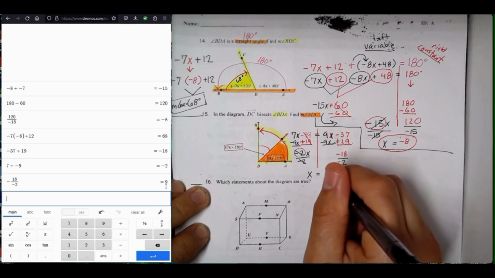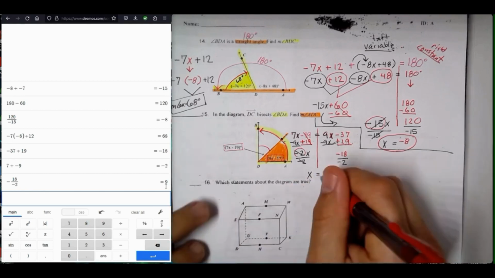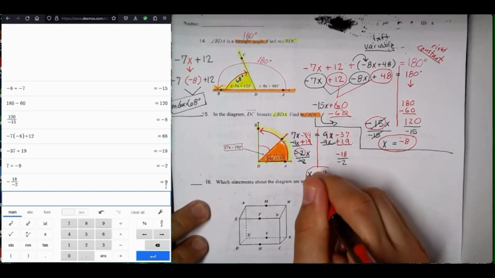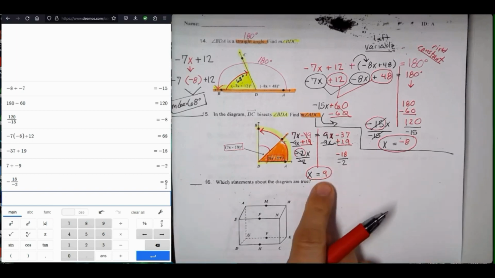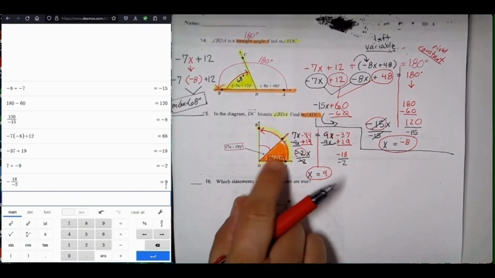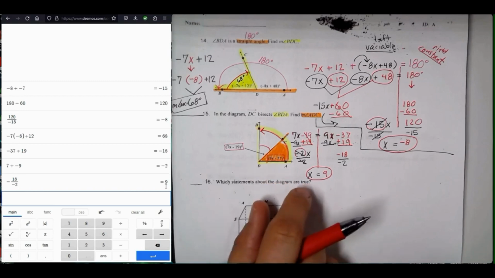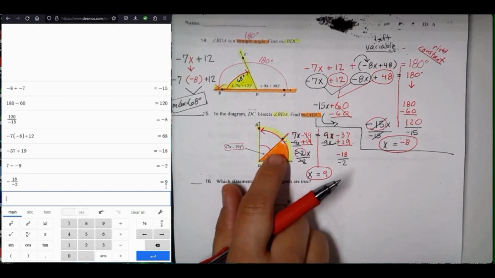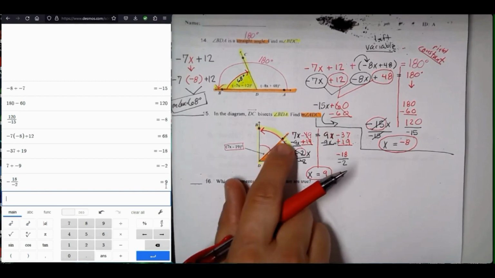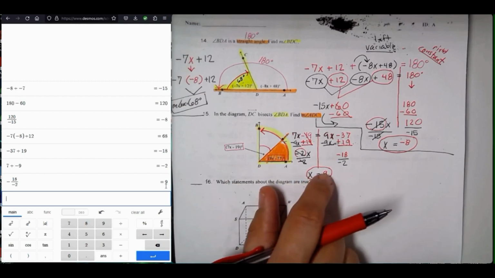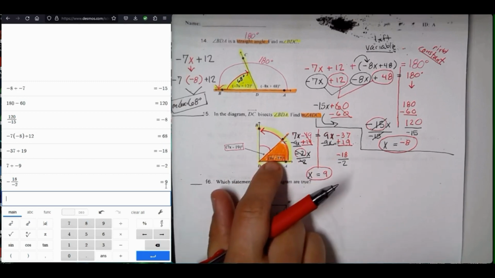So it just changes to positive 9. Now we are not done again. What we did is we found the value of x, but we don't actually know what the angle is. So to find the angle, we want to find this orange one, right? Angle ADC. We're going to substitute the value of x in place of the letter x.